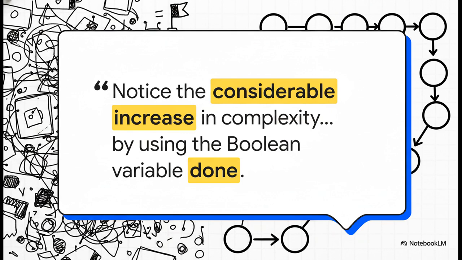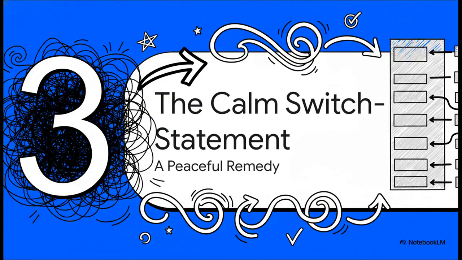the Boolean variable done." When you're a student trying to build a compiler, or honestly any large-scale software project, relying on ad hoc flags like done or is finished or has seen asterisk quickly turns into a waking nightmare. As the number of states in your design rises, this brute force approach becomes incredibly difficult to read, debug, and maintain. The elegant flow of our circles and arrows is just completely lost in a sea of nested brackets and Boolean flags. Section 3. The calm switch statement, a peaceful remedy.